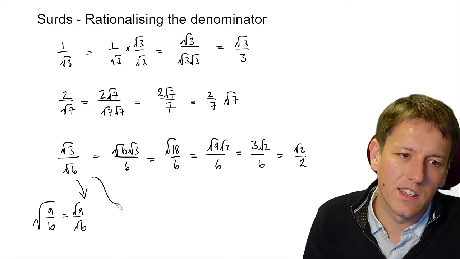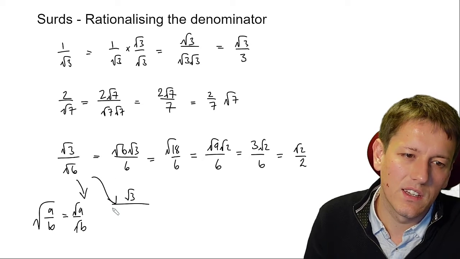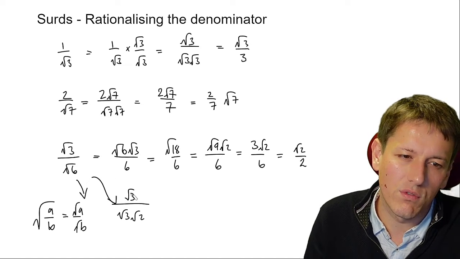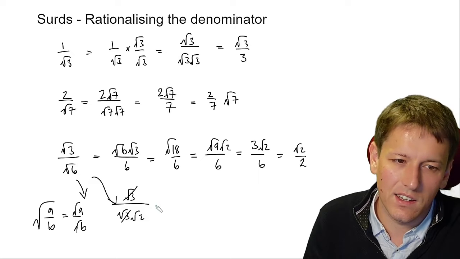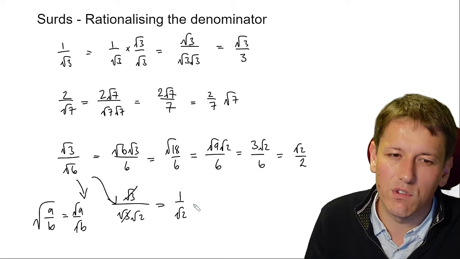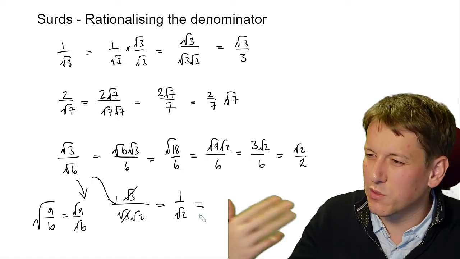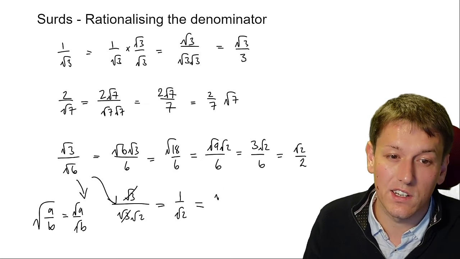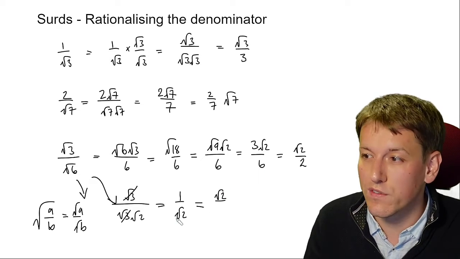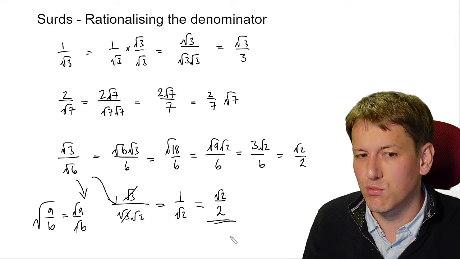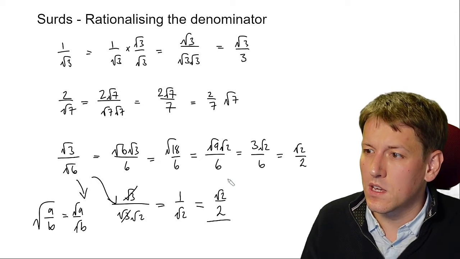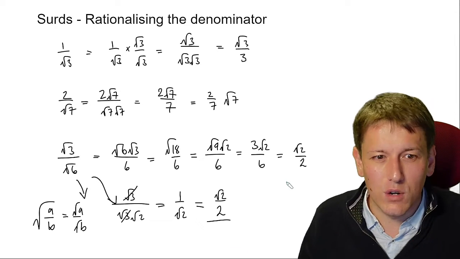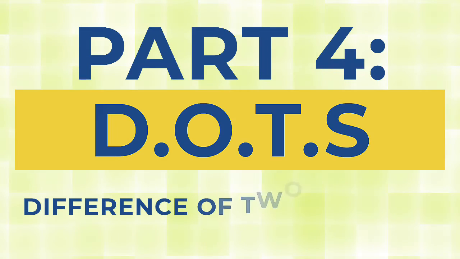So you could think of it as writing this as root 3 over root 3 root 2 and cancelling a root 3, so I've just got 1 over root 2, and then I can multiply top and bottom by root 2 to rationalise and get root 2 over root 2 root 2, which is root 2 over 2. Okay. So I get the same answer either way. There's nothing wrong with doing it either way here, but we're always looking for the most efficient.